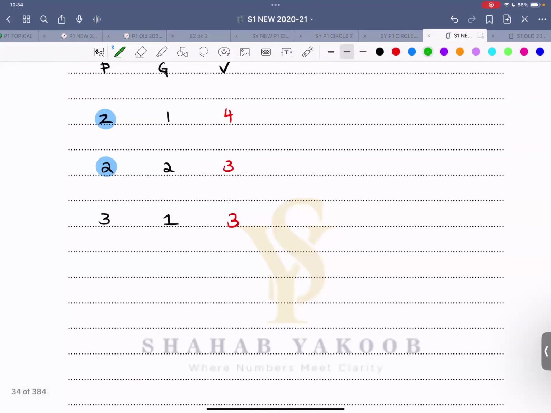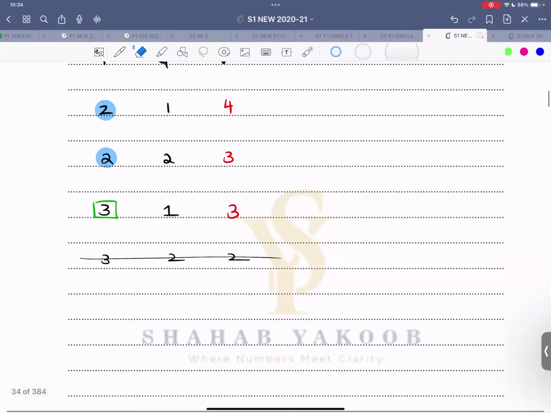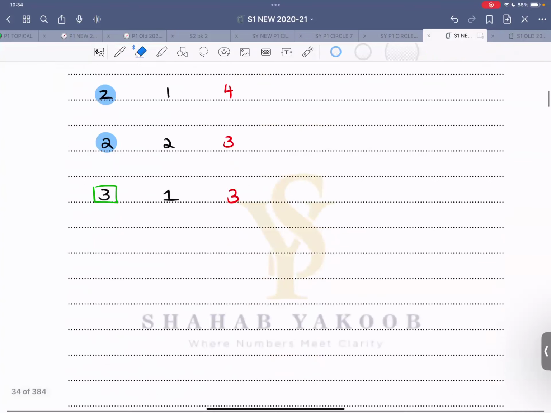Now I have increased this to 3. Let me write it again. What about a 3 and a 2 and a 2? No, I cannot. It will be marked as wrong because more violinists than guitarists. This condition also needs to be fulfilled. So let me erase it again. What if I increase the number of pianists to 4? Yes, I can increase that.